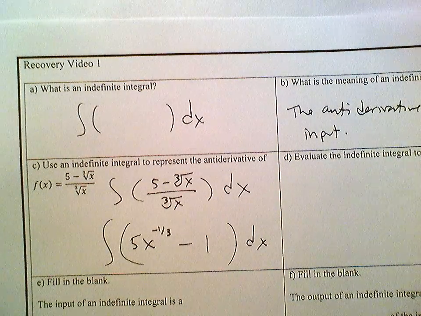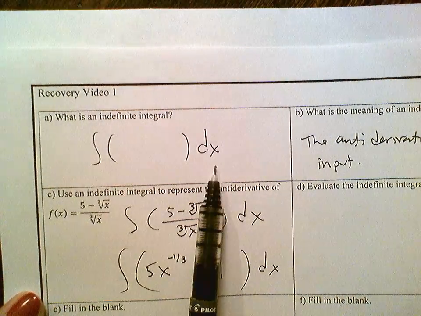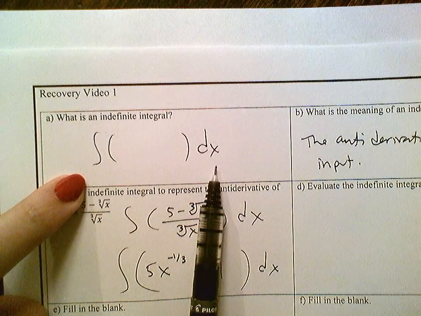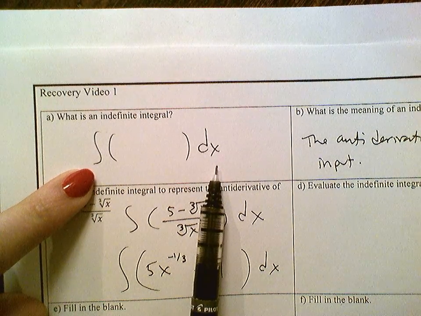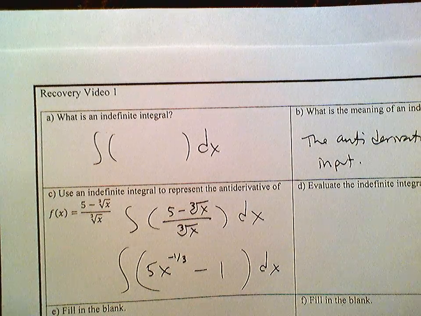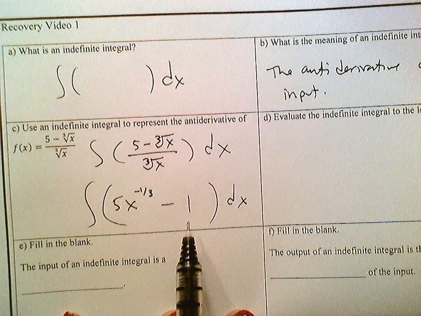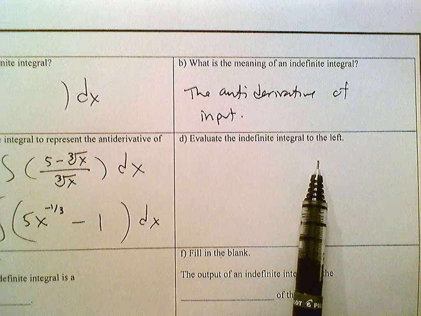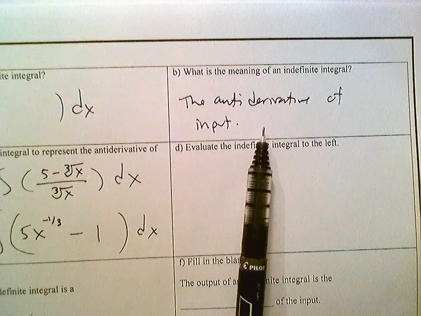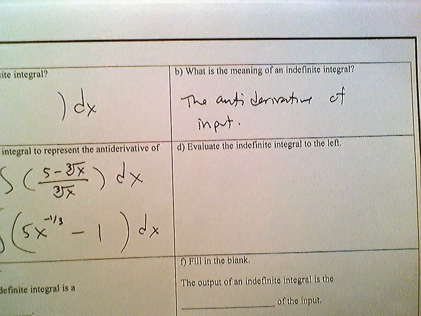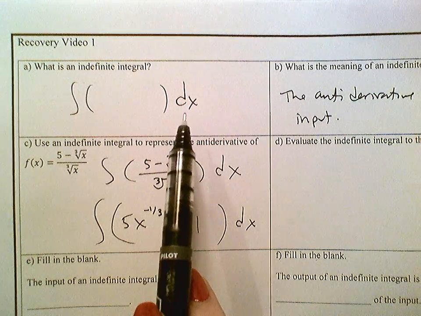I forgot the dx. Oh, and by the way, I wanted to say at the beginning, this integral sign and this dx, they come as a pair. Okay, do not separate them. Right? They come as a pair. We are going to drop them once we've taken the antiderivative, but they come as a pair until we have done that. Okay, so this is the original function rewritten. Evaluate the indefinite integral to the left. So we're going to evaluate this indefinite integral, which means to take the antiderivative of the input. Once we've taken the antiderivative of the input, we're going to drop these symbols.